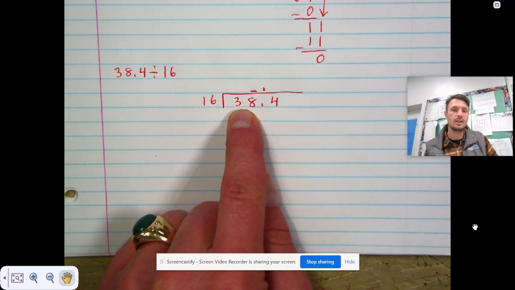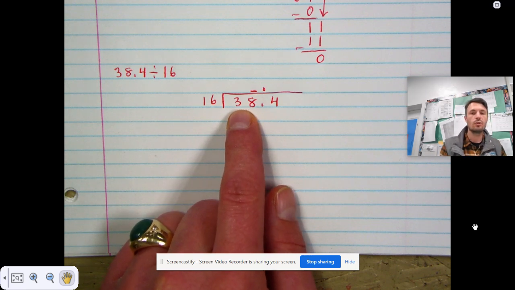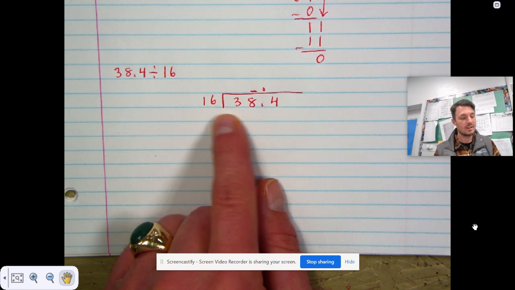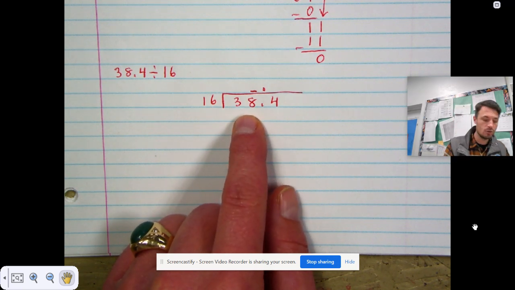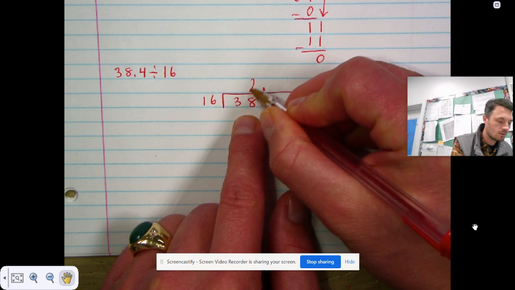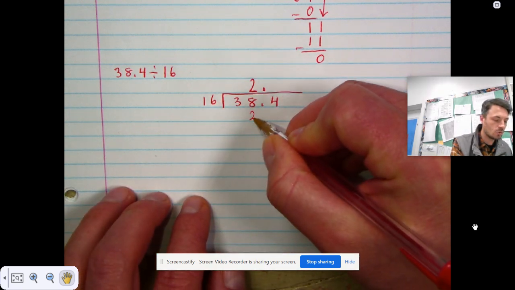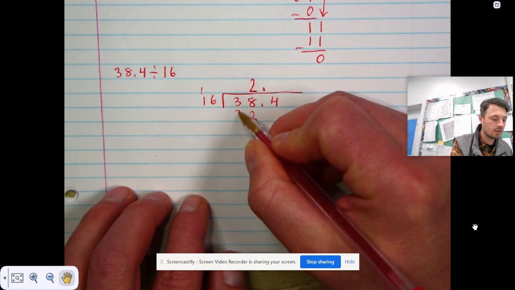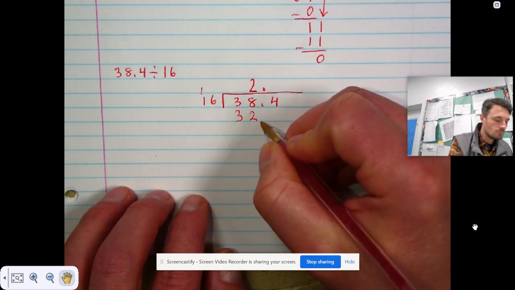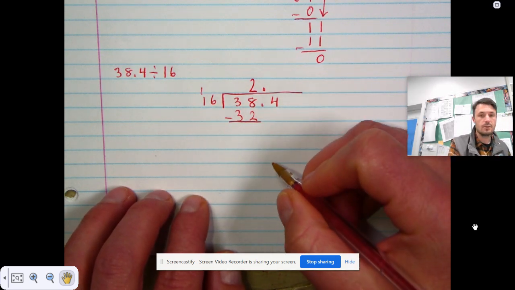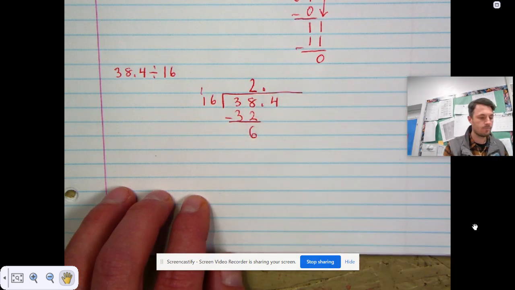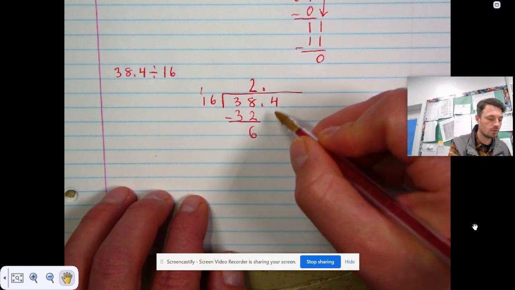What times 16 gets us closest to 38 without going over? Well, we know 15 times 2 is 30. So we know 16 will be able to fit into 38 about 2 times. Let's try a 2 there. 2 times 6 is 12, carry the 1. 2 times 1 is 2, plus 1 is 3. Now we subtract 38 minus 32, 8, minus 2 is 6. Is 6 smaller than 16? Yeah, that's how we know this 2 is correct.